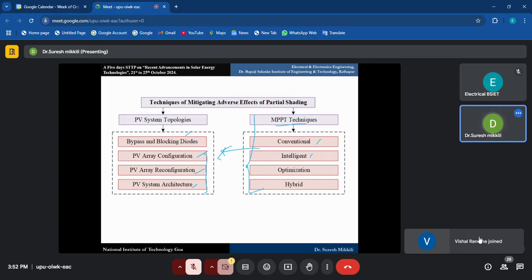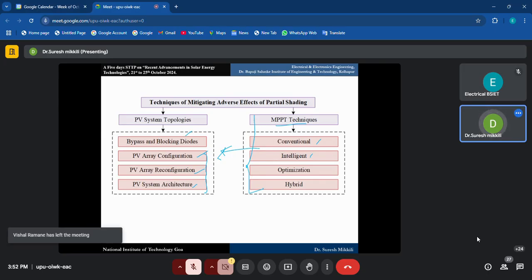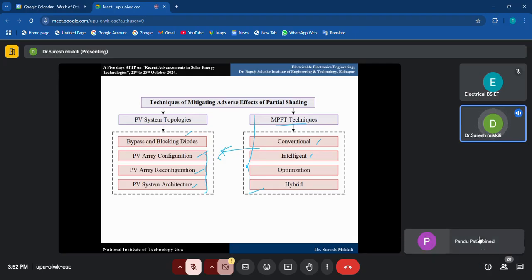Optimization techniques are PSO based, particle swarm optimization, Grey Wolf optimization, sliding mode optimization, hybrid sliding mode optimization. So there are different types of optimization techniques available, even cuckoo search is there. Along with that, hybrid MPPT techniques are there. Hybrid MPPT techniques mean a combination of any two: conventional with intelligent, conventional with optimization, or intelligent with optimization. So we have different techniques, and the research scholars who are working on it are trying to improve the efficiency.